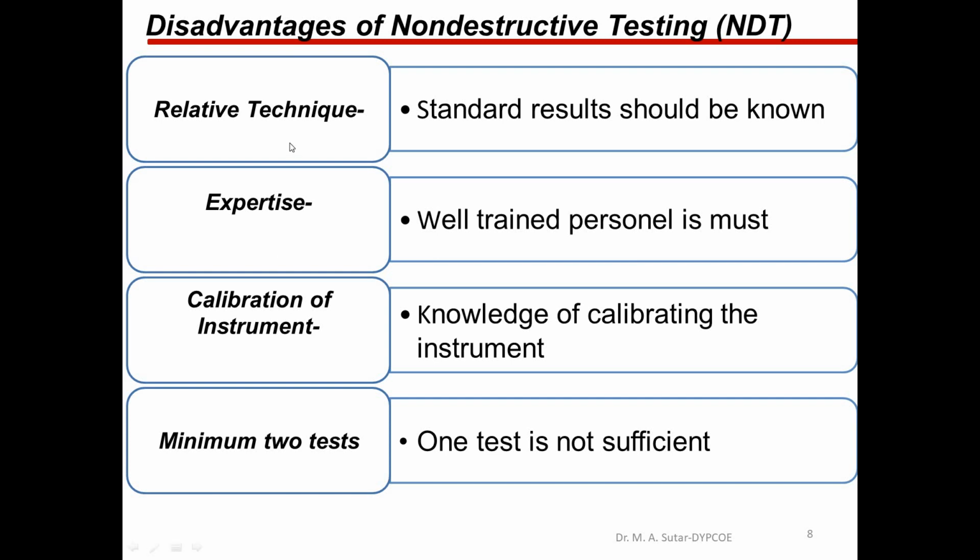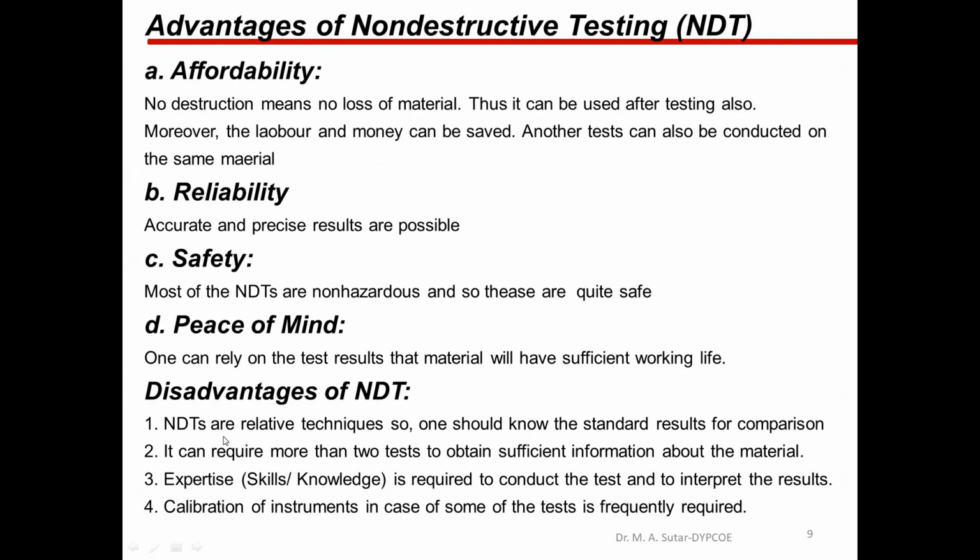The disadvantages are related to these particular things. It's a relative technique, so one should know the standard results to predict the results of this particular test. Expertise is required for understanding the test and conducting the test. Calibration of the instruments in case of ultrasonic testing is widely required, so knowledge of calibrating the instrument is a must. Minimum two tests are required for understanding the complete information.